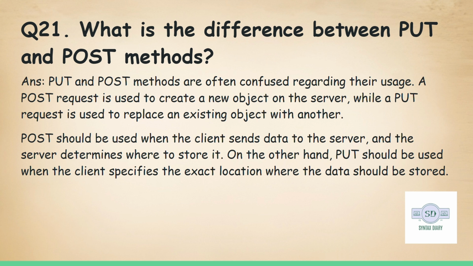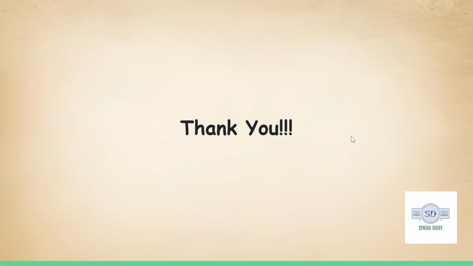What is the difference between PUT and POST methods? PUT and POST methods are often confused regarding their uses. A POST request is used to create a new object on the server, while a PUT request is used to replace an existing object with another. POST should be used when the client sends data to the server and the server determines where to store it. On the other hand, PUT should be used when the client specifies the exact location where the data should be stored.